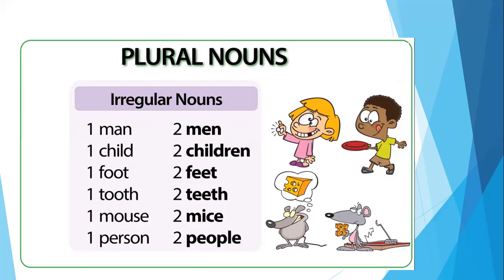In English, there are some nouns which have different plurals. We call them irregular nouns. Look at the examples. One man, two men. One child, two children. One foot, two feet. One tooth, two teeth. One mouse, two mice. One person, two people. Right. There are some more irregular nouns.